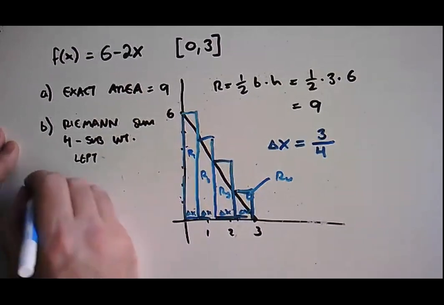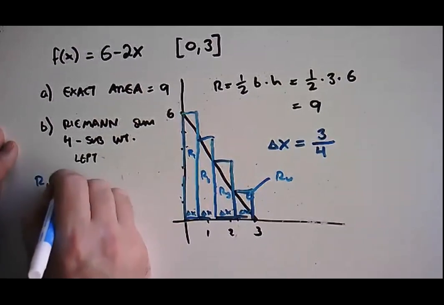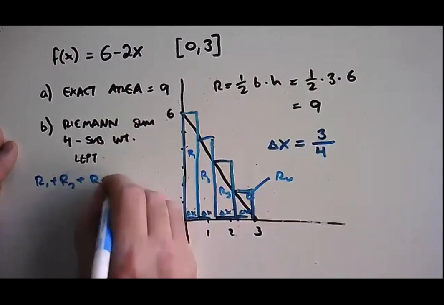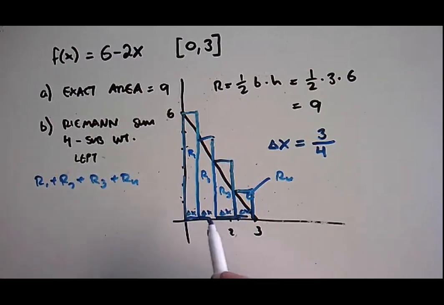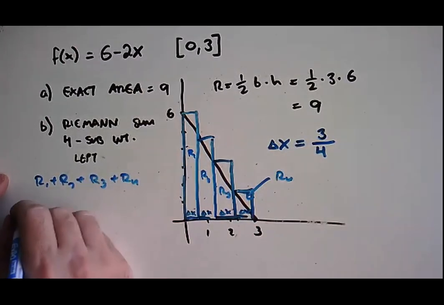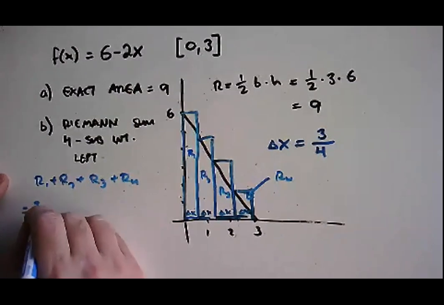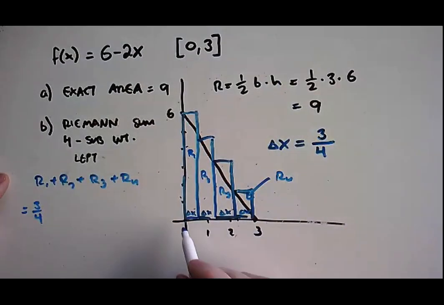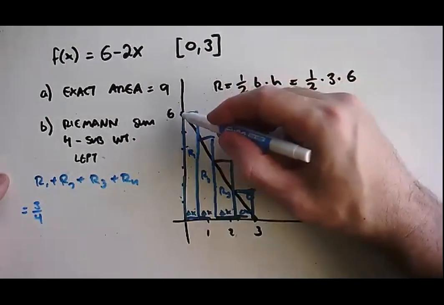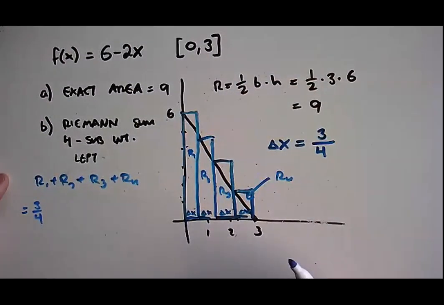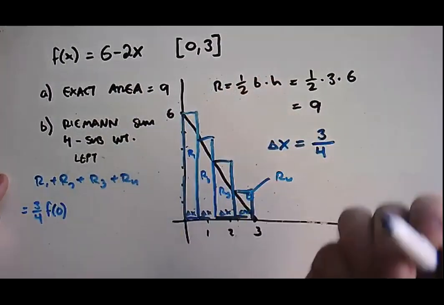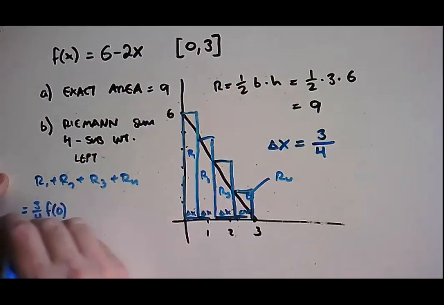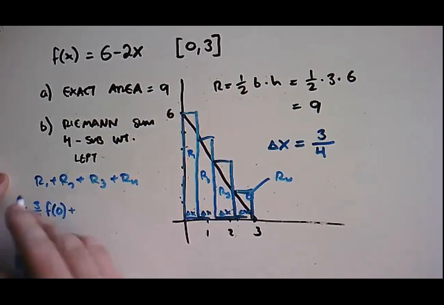Well, what's the area of R1? So if we want R1 plus R2 plus R3 plus R4, the 4 rectangles, well, R1 has width delta x, so the width would be 3/4. And the height of that rectangle would be whatever the height of the line is when x equals 0. So f of 0. So 3/4 times f of 0, right? That would be the area of the first one. I'm not going to figure out what this is exactly for another minute. I want to write this out first.